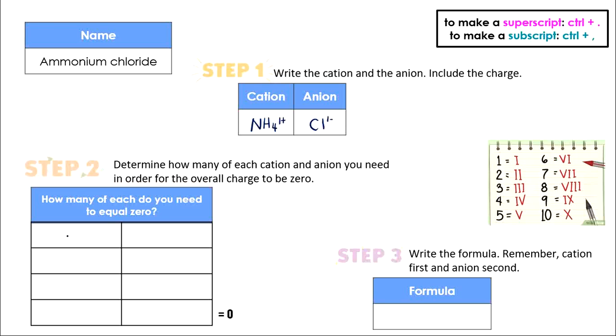Step 2, how many of each do I need to equal 0? So let's go ahead and write our cation and anion again. We have a charge of +1 and -1, and that's all we need. When you add those up, it will equal 0. So now let's write the formula. Cation first, NH4, and then the anion Cl. So in this case, ammonium did not need parentheses because we only needed 1 ammonium.